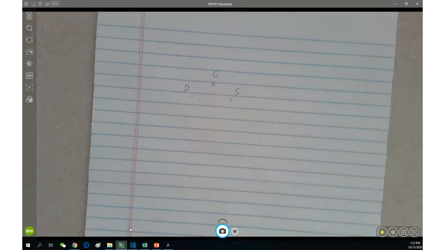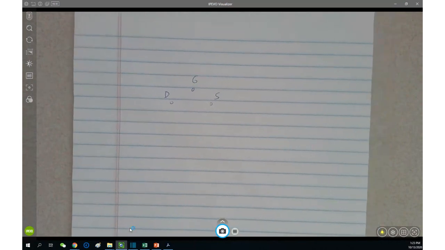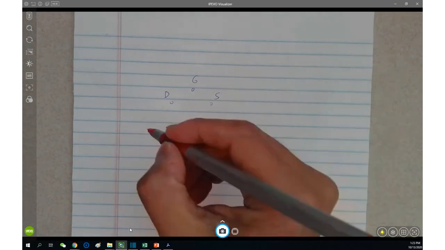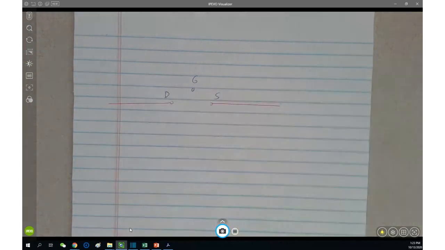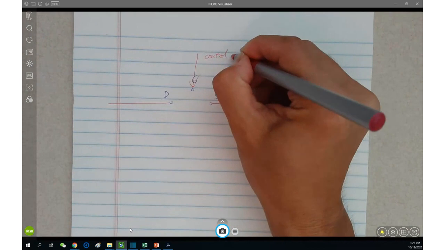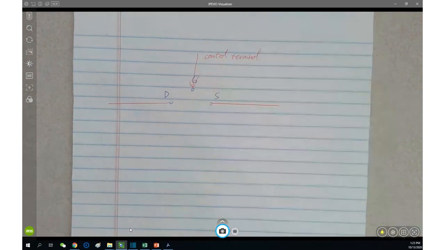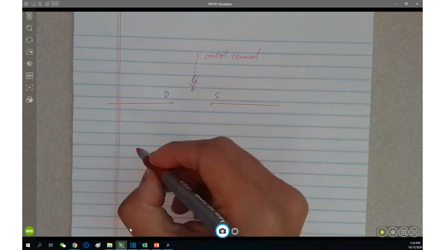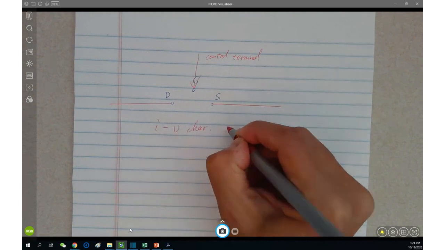We haven't yet learned the circuit symbols, so that's why I'm not presenting them. But we know we have three terminals, right? Gate in the middle, drain and source on two sides. Your understanding of this device should be like this: drain and source are going to be connected to the rest of the circuit, and the gate is a kind of control terminal. So what is the IV characteristic curve of this device then?